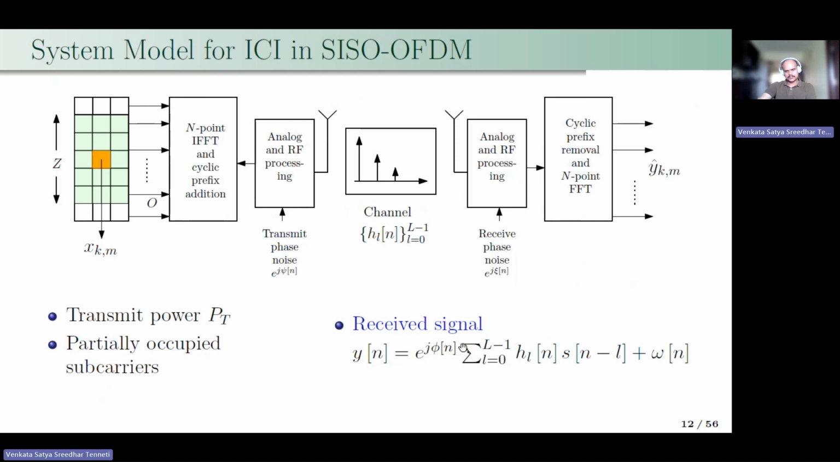This is the received signal model. The linear convolution is due to the effect of wireless channel propagation, and the complex exponential is due to the phase noise. Here phi of n is the effective phase noise, which is the sum of the transmit phase noise and receive phase noise.